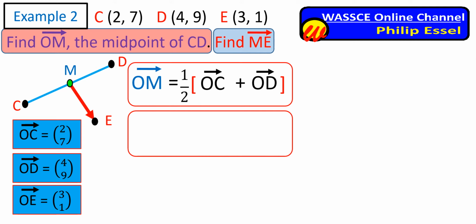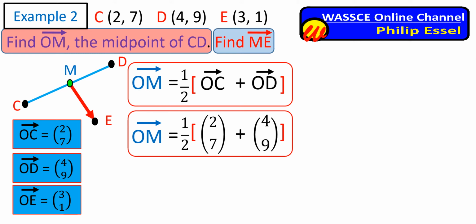Since we know the position vectors, let's just substitute them into our formula. So that would give us our vector OM equal to half of, bracket, our vector OC, which is (2, 7), plus our vector OD, which is (4, 9). Then we close our bracket.